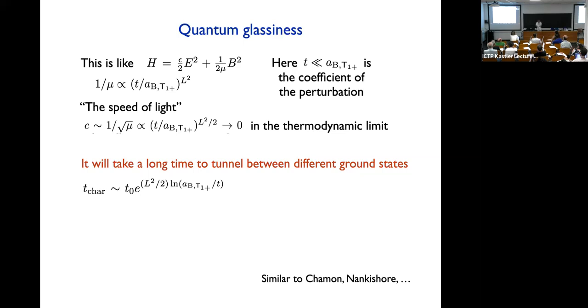No, it's not low energy invariant. Actually, the photon goes like k squared, the rank 2 theory. It's not linear in k. It's not low energy invariant. Okay, so there's some connection to quantum glassiness. Actually, people like Claudio Chamon and Rahul Nandkishore talk about this in general.